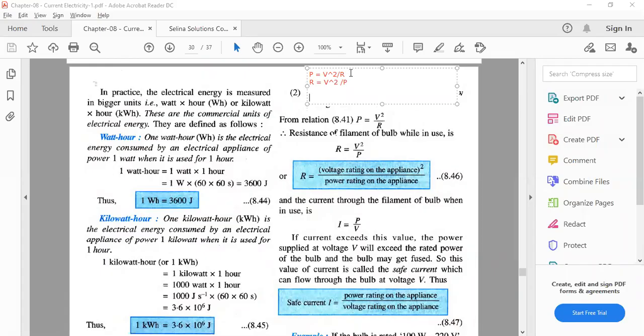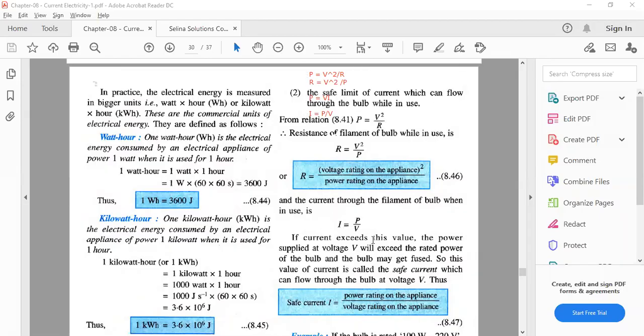Again, what are we talking about? We are talking about an electrical appliance. If they ask what is the resistance of the electrical appliance when it is 100 watt and 220 volt, then you have to do this. Now, how can we calculate the current? There is a formula of power. Which formula? P is equal to VI. So can I write I is equal to P upon V?